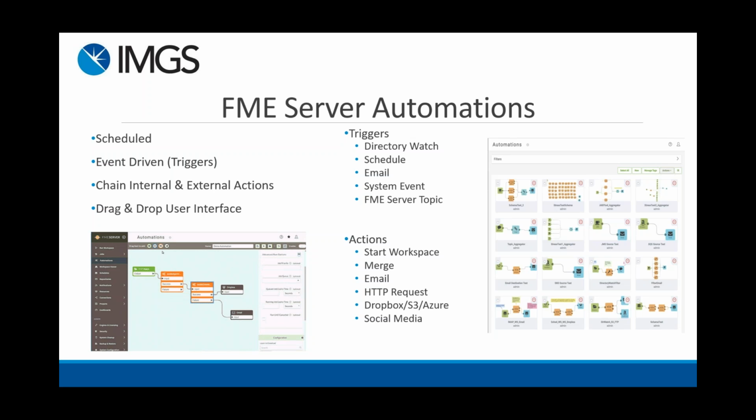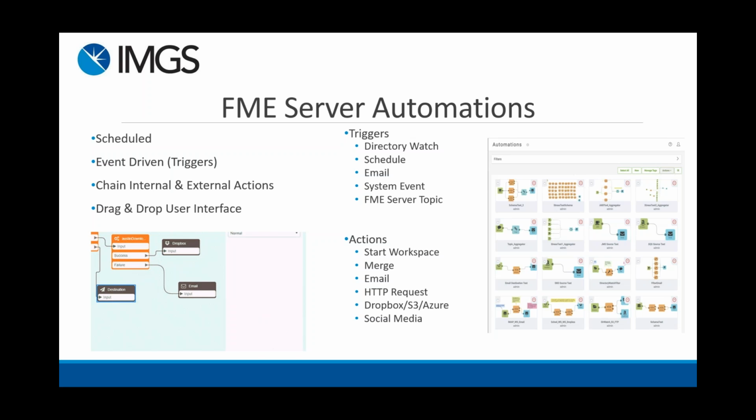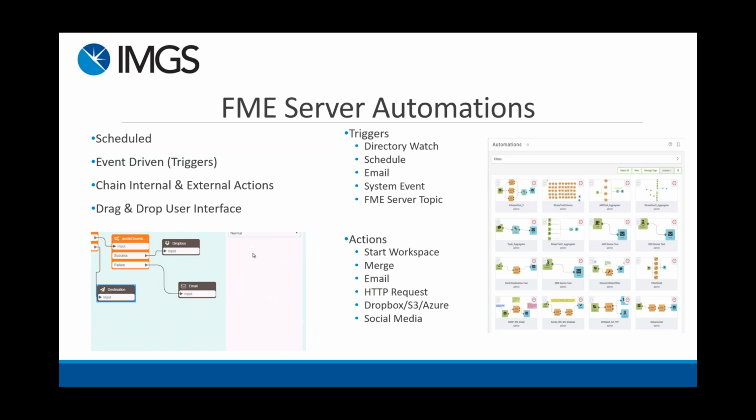That something happens is what we call a trigger. That trigger could be a file being put into a directory, or a schedule kicking off, or an email coming in, or some kind of system event, or something else happening in the FME world. And then the actions can be to run another FME process, or to merge some workflows, or to email, or to call an HTTP request, or to call a web service, or to move data to Dropbox, S3, or Azure, or even to call social media.